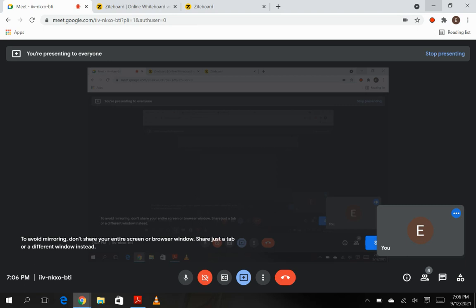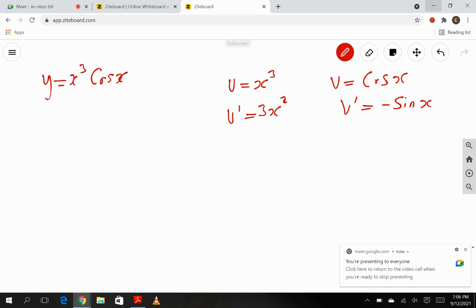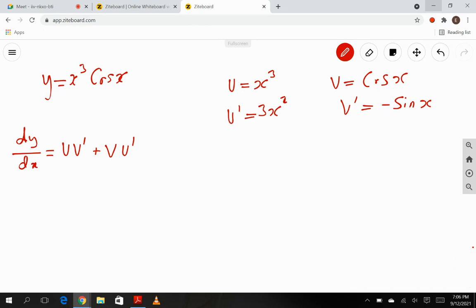Okay, so just give me a moment. Okay, anyway, yeah, so you have that, right? Then remember the formula is u times v prime, then v and u prime. So then we're just going to plug in those things into our equation.